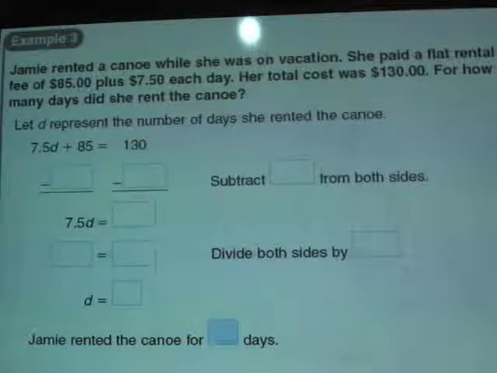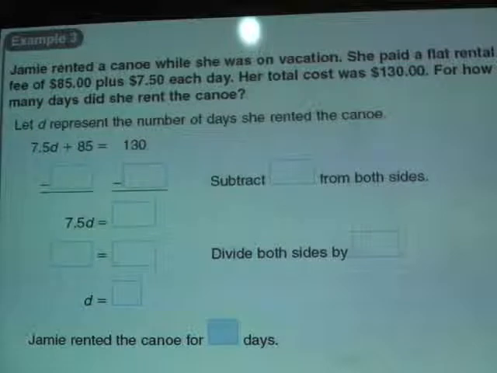It says Jamie rented a canoe while she was on vacation. She paid a flat rental fee of $85 plus $7.50 for each day she had it rented for. And her total cost was $130, and we're supposed to figure out for how many days she rented the canoe. And you can see there that they've got an equation that represents this problem: 7.5D, the $7.50 for each day. We don't know how many days, that's why they're saying D, plus the 85, the flat rental fee, has to equal $130.